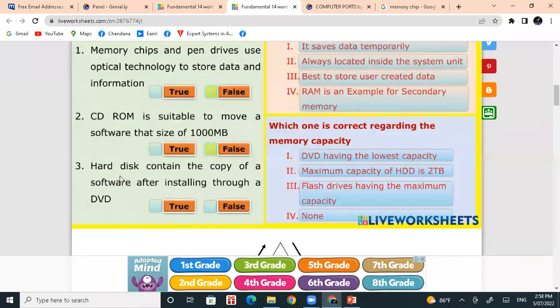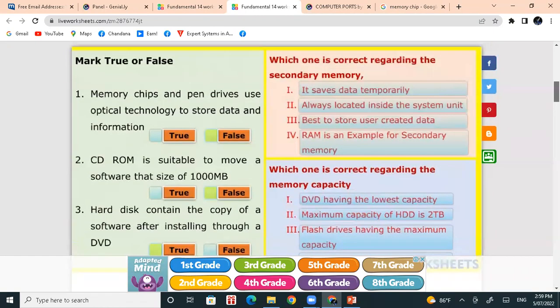Right. Next one: the hard disk contains a copy of software after installing through a DVD. True or false? True. Yes, this one is true. Once you install through the DVD or CD, what is happening? A copy of the software will be stored in the hard disk. Therefore, the statement is true.